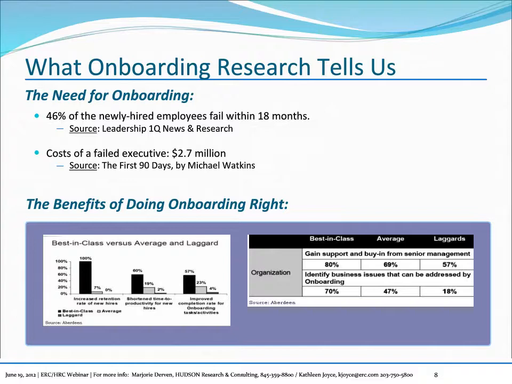We also know that the benefits of doing it right, according to Aberdeen, are that the best-in-class organizations demonstrate increased retention rate and shortened time to productivity. They also, best-in-class, are more effective than average or laggard organizations in terms of getting support and buy-in from the organization. We'll be spending a little bit of time on that issue at the end of our webinar in terms of how do you build the business case in your organization so that you can obtain that executive sponsorship.